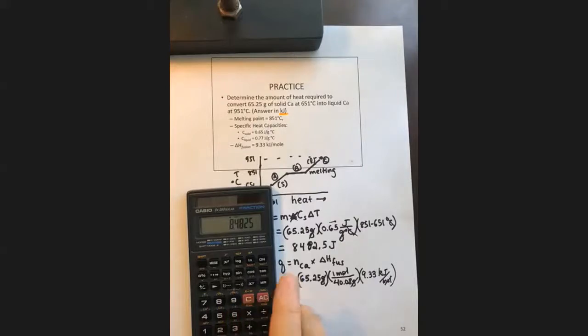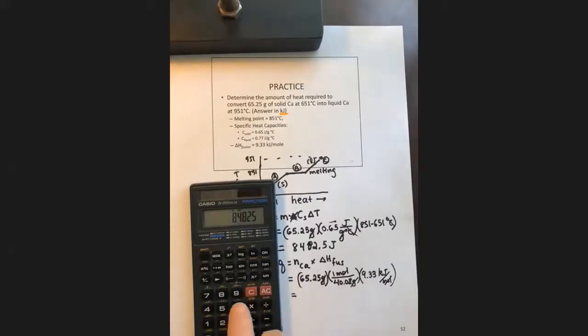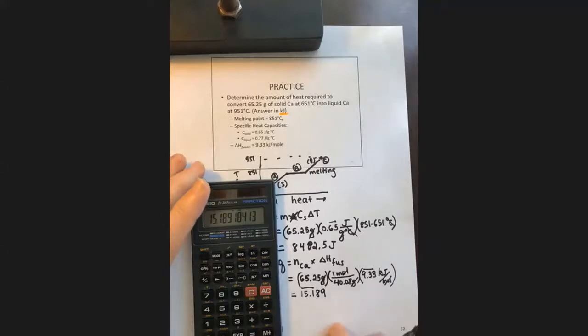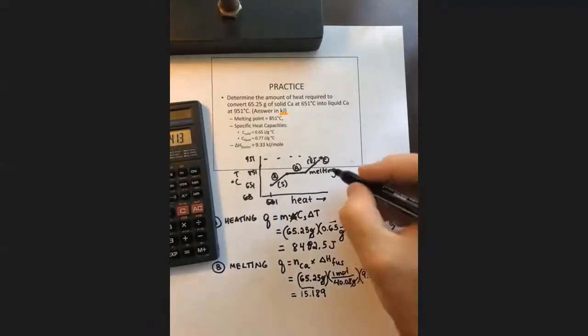Okay. Let's go ahead and say this is 65.25 divided by 40.08. That's the number of moles times 9.33 kilojoules per mole. So that's 15.189. Again, I have a limit here of 3 sig figs. So that's also going to be one decimal place, but I'm going to go ahead and put it in here. Memory. And now I'm going to go to stage number 6.